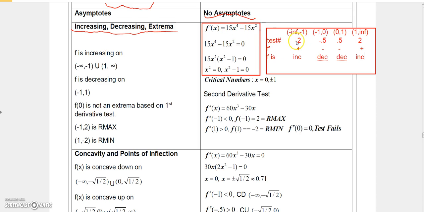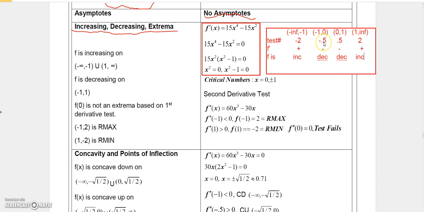Now, when I plug negative 2 into the derivative, it's probably easier to plug it in here. If you plug negative 2 in, 15x squared is going to be positive, and then x squared minus 1 is going to be positive. So you have a positive times a positive, so the derivative would be positive. So the function is increasing on that interval.